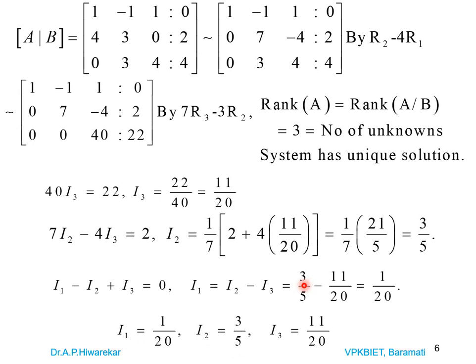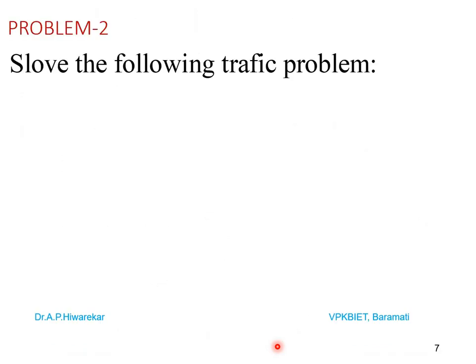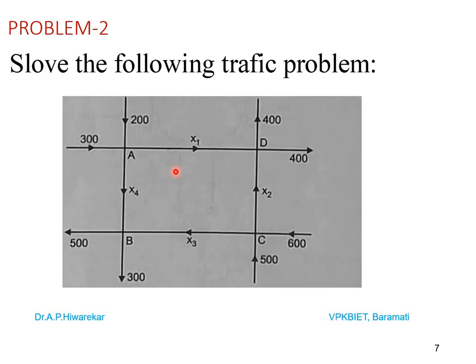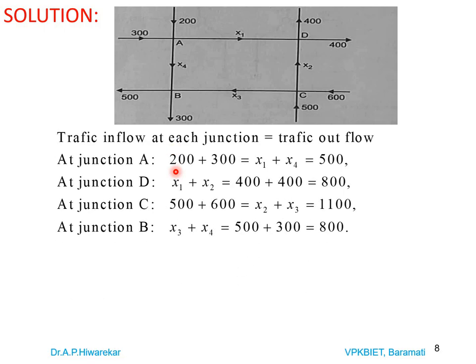So we take another problem. Yes, I1, I2 and I3 we have mentioned at the end. So the next problem is problem number 2: to solve the following traffic problem, which is given in this particular diagram. To solve this, again we have to apply Kirchhoff's law. For that we consider this diagram, and the traffic inflow at each junction is equal to the traffic outflow.